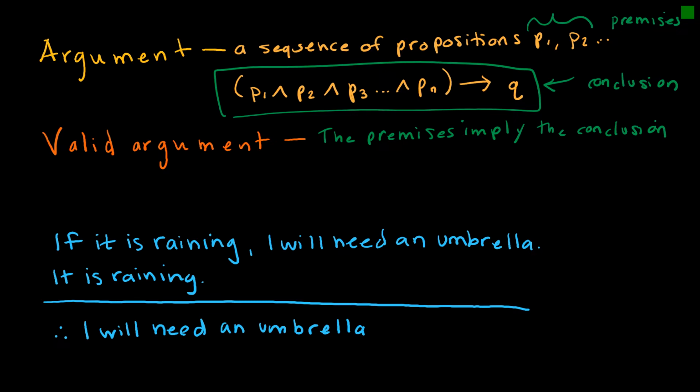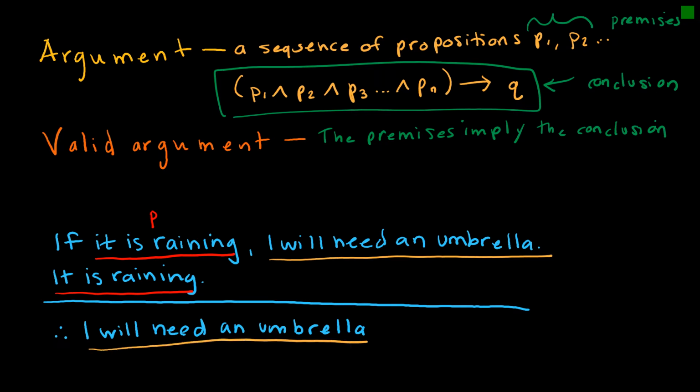If it is raining, I will need an umbrella. Then we say, it is raining. And let's talk about how we might write this using propositions. So let's let it is raining be represented by P. And let's let I will need an umbrella be represented by Q. And here we have an if-then statement, even though I didn't write the "then". So let's talk about how we would write this.